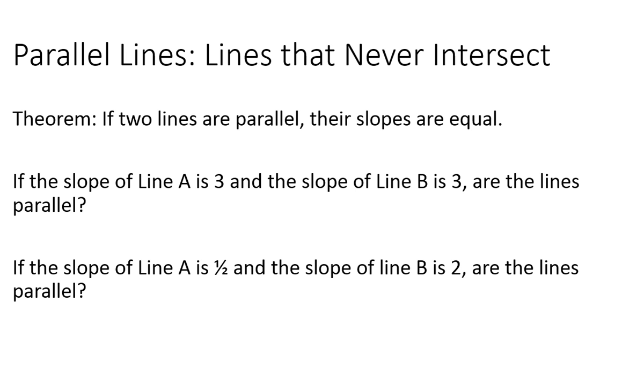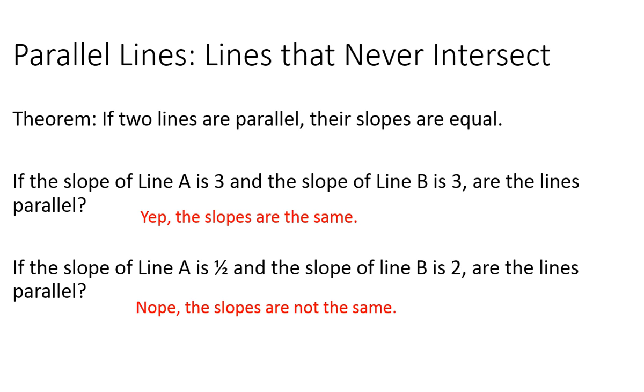So if the slope of line A is 3 and the slope of line B is 3, are the lines parallel? Well, is 3 equal to 3? Yep. So the slopes are the same. So therefore, line A and line B would be parallel. If the slope of line A is 1/2 and the slope of line B is 2, are the lines parallel? Well, is 1/2 equal to 2? Nope, those are not the same numbers. So the slopes are not the same. So therefore, line A and line B would not be parallel in this case.